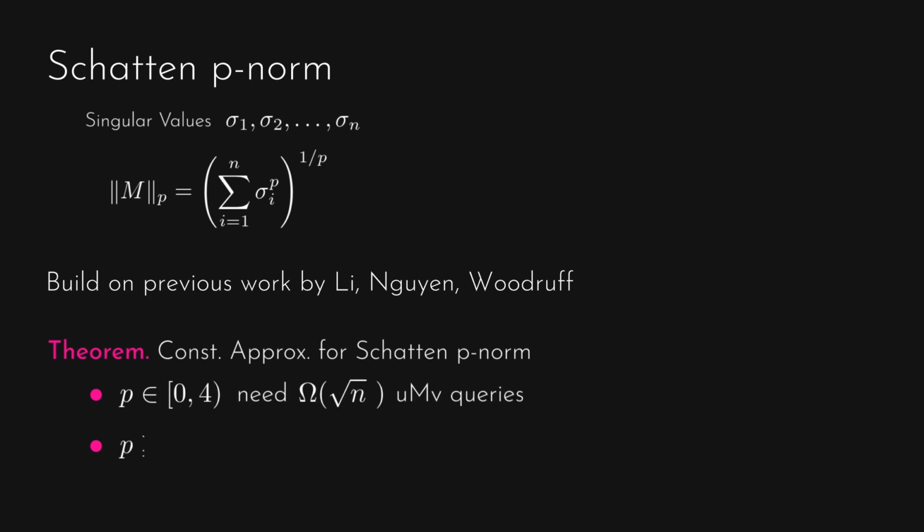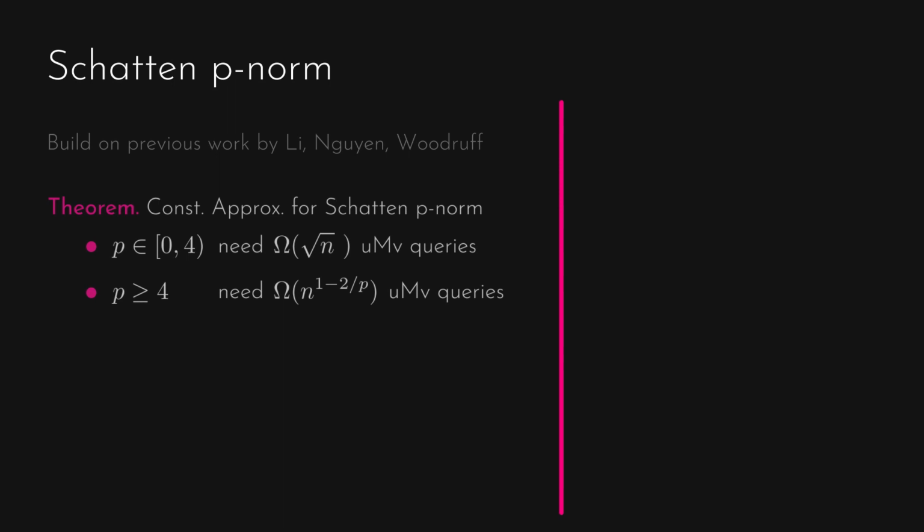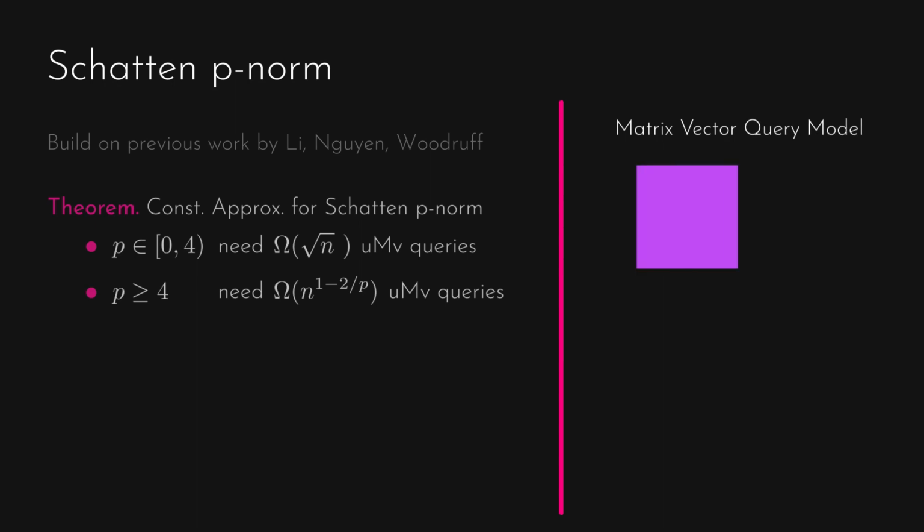And when P is at least 4, then we get a lower bound showing that you need n to the 1 minus 2 over P queries. To give some context to these results, let me mention a related query model that is more powerful than UMV queries. This is known as the matrix vector query model. And as the name suggests, you specify a single vector v and you get the output M times v, which is an n-dimensional vector. A previous paper by Sun, Woodruff, Yang, and Zhang studies this model for a bunch of linear algebra, statistics, and graph problems, and in many ways their work was an inspiration for ours.